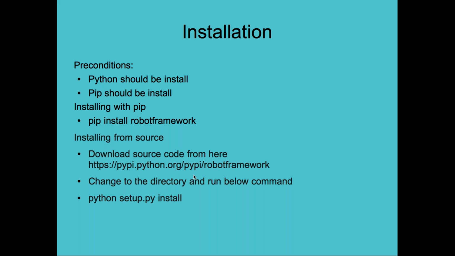This is similar to installing any external Python module without pip. You can download that module's tar file, extract it, change to the directory location and run it. There will be one setup.py file that we need to execute with the install argument. So the final command is python setup.py install. If you give this command, it will install Robot Framework. So there are two ways, and using either of these you can install.